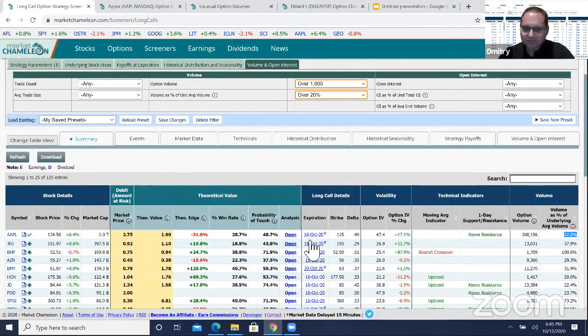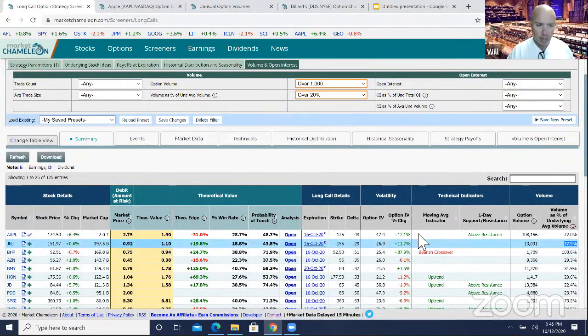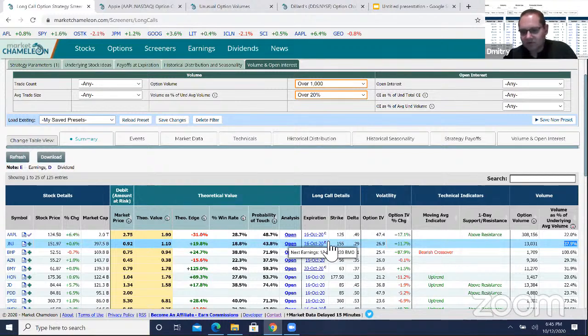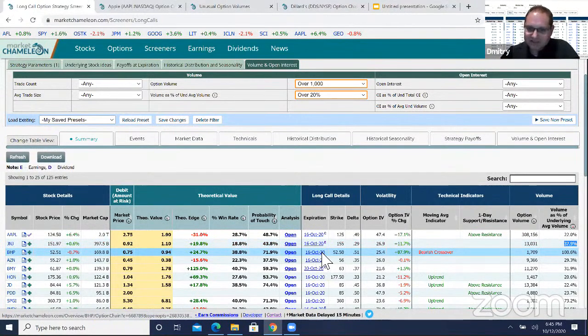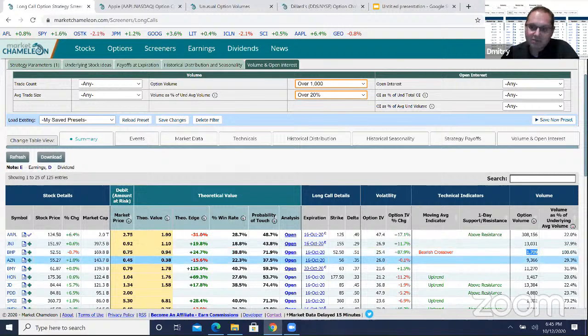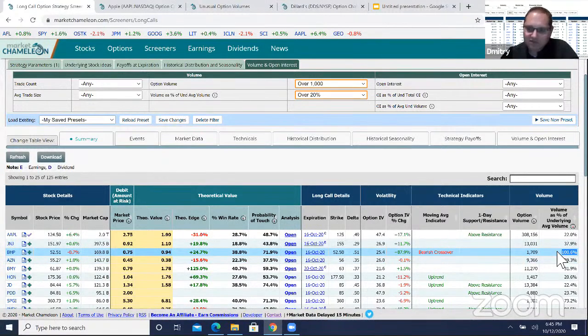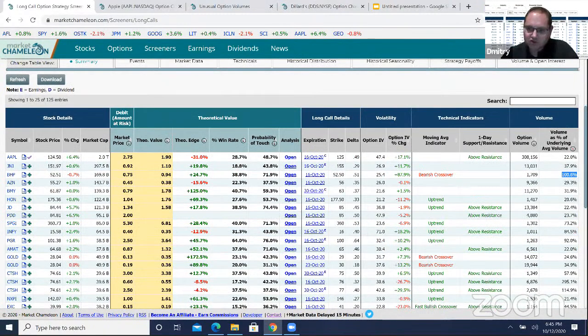So J&J, October 16th, the 155 call traded 13,031 contracts. That represents 37.9% of the average daily option volume. They have earnings coming up, don't they? They have earnings coming. That's what this E is. That's tomorrow before the market opens. So that's earnings, and that might not be unusual, right up against earnings. BHP, October 16th expiration, 52.5 strike, traded 1,709 contracts. That represents 100% of the average daily option volume, right? And so forth.